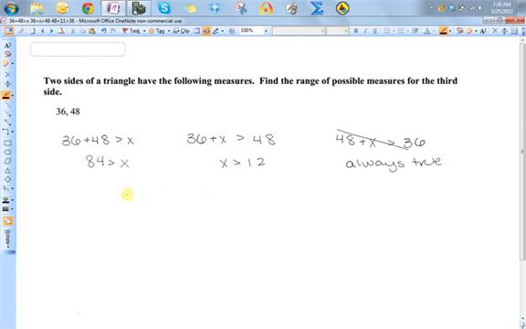So if I were to write this in a compound inequality, I'd have 12 is less than x, which is less than 84. So x needs to be between 12 and 84 exclusively. It cannot equal 12 and it cannot equal 84.